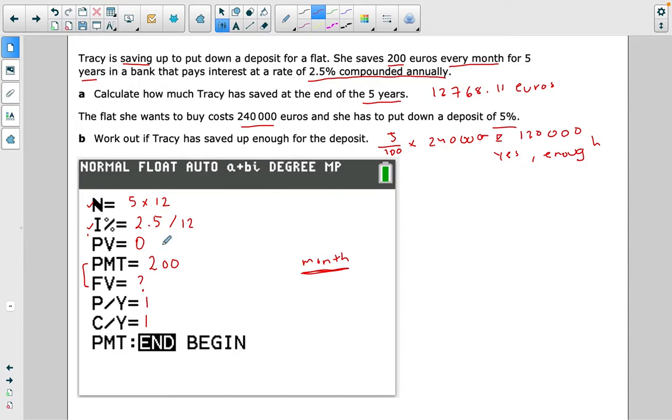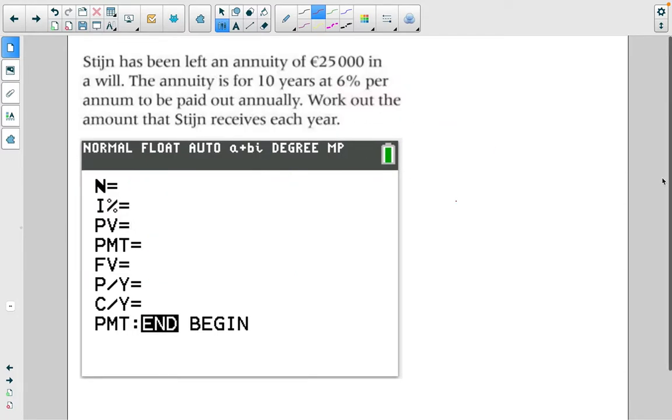Now, why am I focusing on the monthly? It's these two steps that are a bit tricky, the N and the I, because the annuity, so when you are paying or how often you are paying, will determine how you calculate the N and the I. So as a contrast, we have this question.